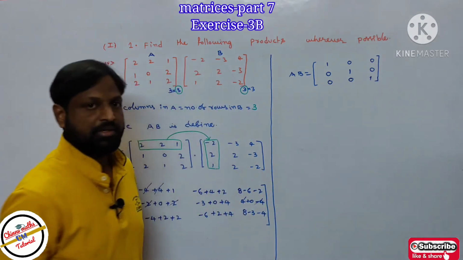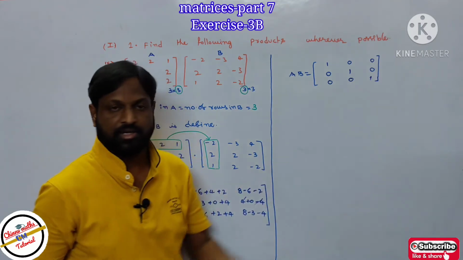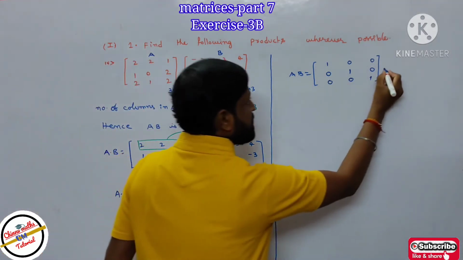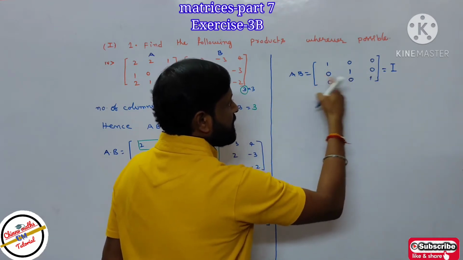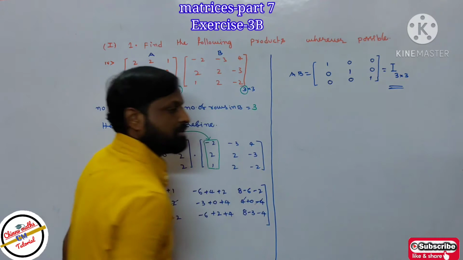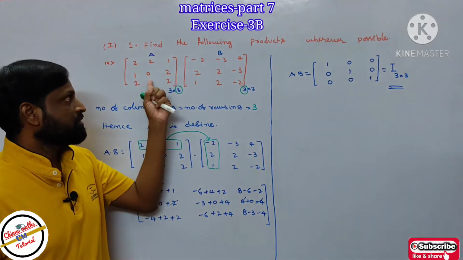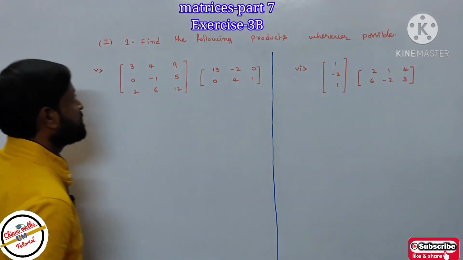So here we can observe that 1 0 0, 0 1 0, 0 0 1, these are the elements of an identity matrix. So it is denoted by I. The order of I equal to 3 rows and 3 columns. So then I is 3 by 3. It is the product of the given matrices A and B. Next we discuss the next question.